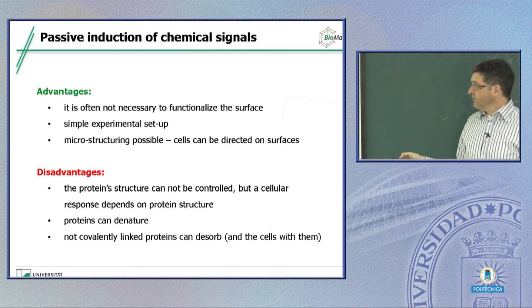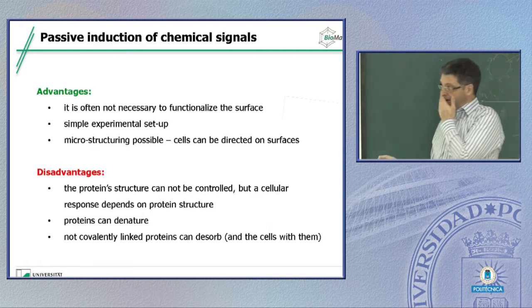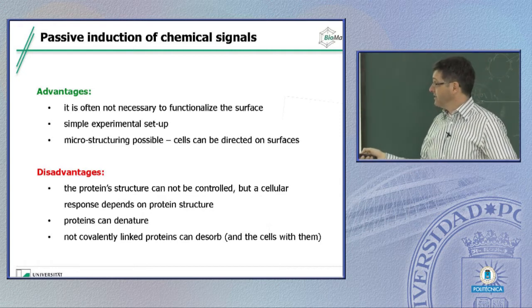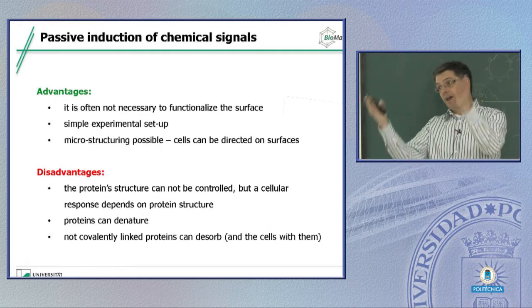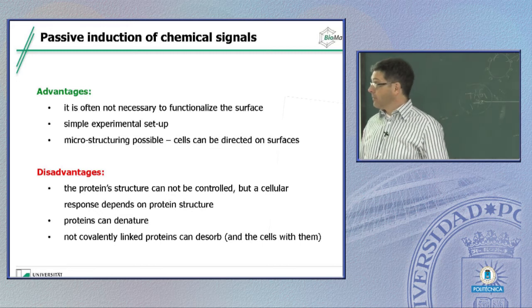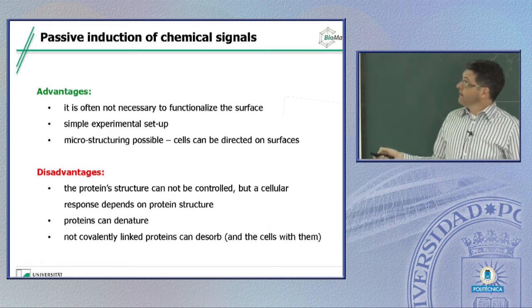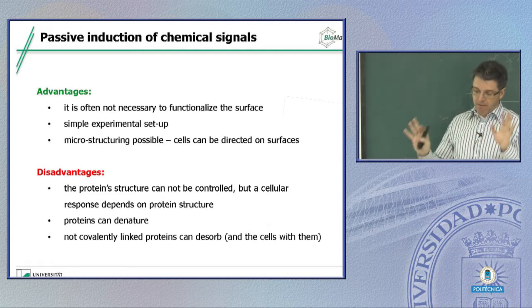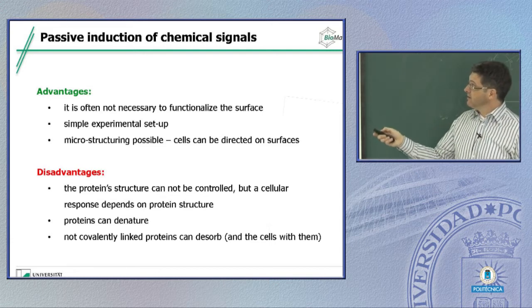And of course, if we have non-covalently linked proteins, or like this chitosan, they can desorb, and the cells with them. So we have this delamination that I've shown you with chitosan. But the same thing can happen with proteins. So this is sort of the very simplistic view, and many people do that because it's easy to do.